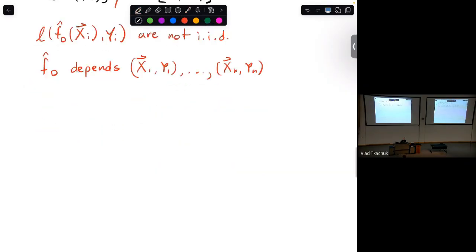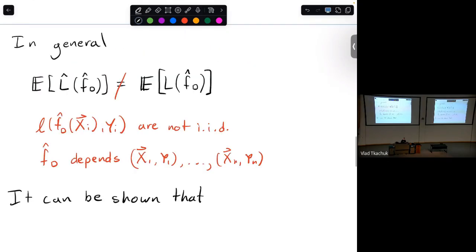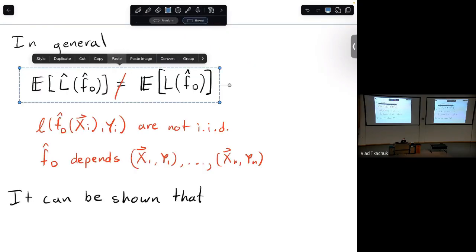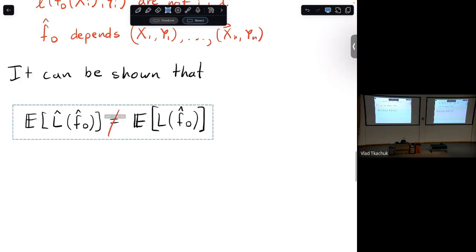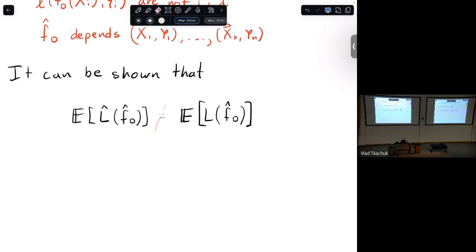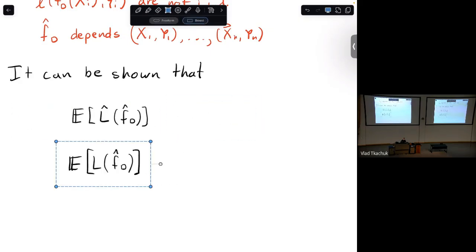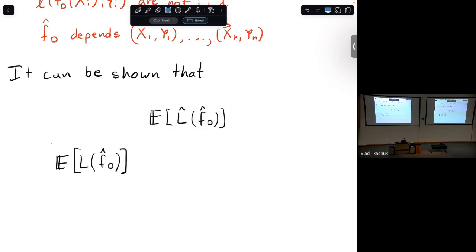And we're not going to go through the proof or the details of this, but I'm going to give you the properties that you should know, and we can hopefully build some intuition for why this would be the case. So it can be shown that the following is true. We're going to compare these two quantities. And it's actually going to be the other way around.